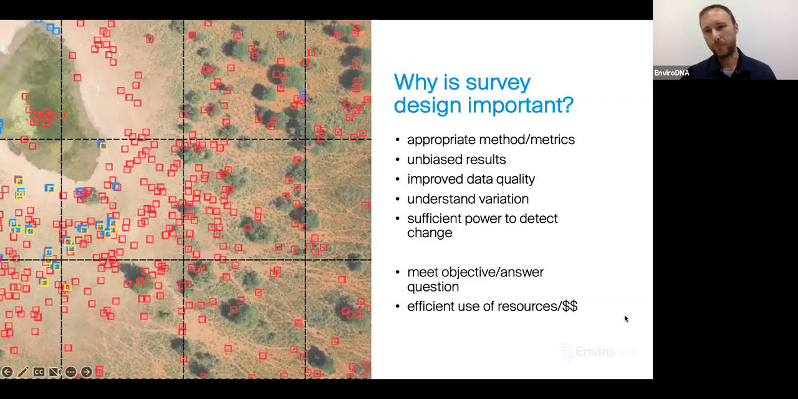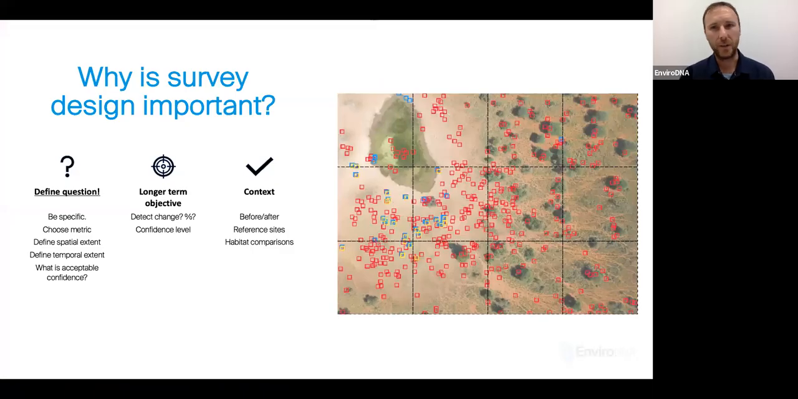And of course, by making sure we get good data, it means that we're making best use of our budgets. And we're all dealing with limited budgets a lot of the time. So having that strong survey design is basically going to get a much better outcome for your project. Now, to do that, the first thing we need to do is make sure that we're clear about what question we're asking. We need to make sure that's quite specific.